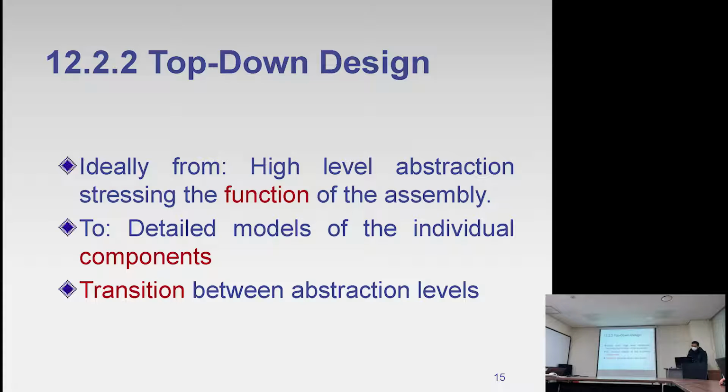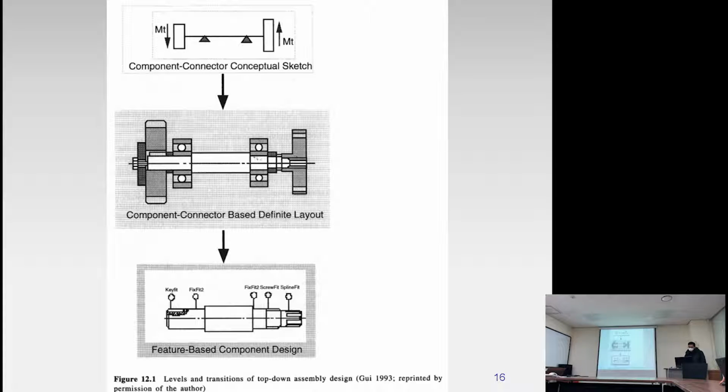Now, this is the top-down design. Design is at a high level of abstraction. And ideally, we go from a high level of abstraction stressing the function of assembly to very detailed models of individual components. And going from high level to detailed models, there is a transition between. In this image, we can see the transitions from a conceptual sketch of a component connector to a base unit layout, and finally a feature-based component design.